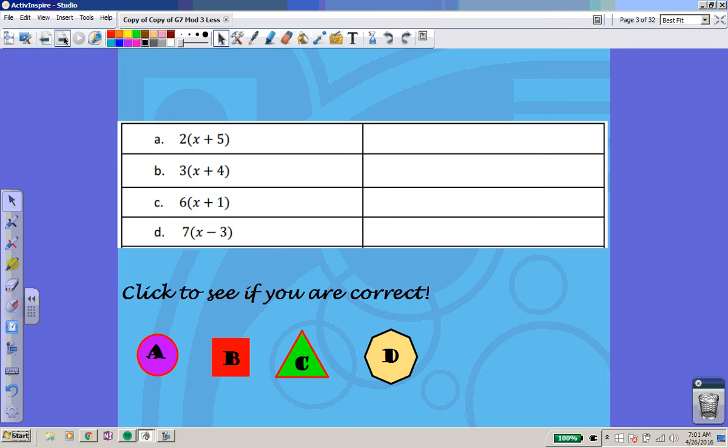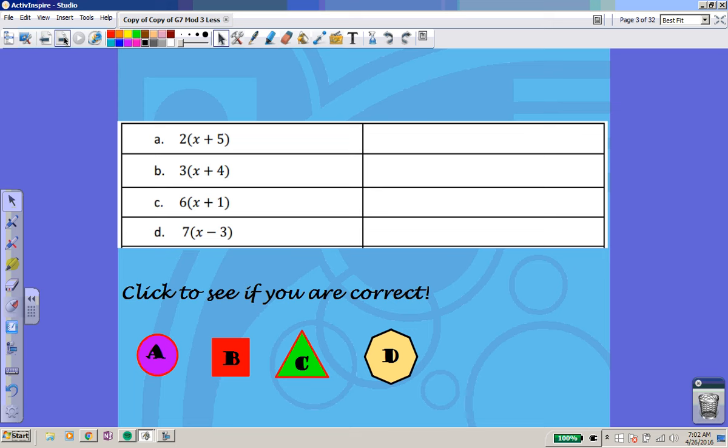So example 1, you're going to have a table that looks just like this. What I would like you to do in this table is to use the distributive property to write the products as sums. So pause the video, take a minute, and I think I'm going to do exercise A with you.